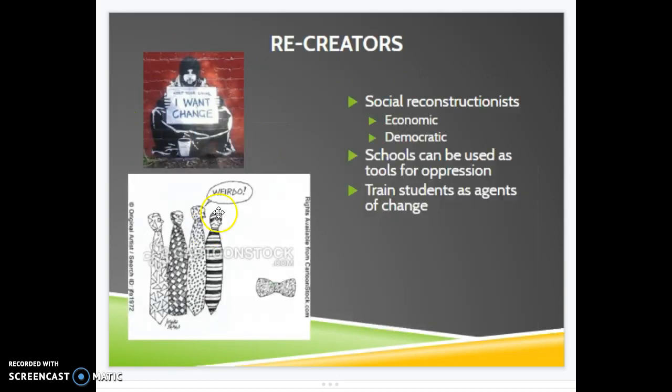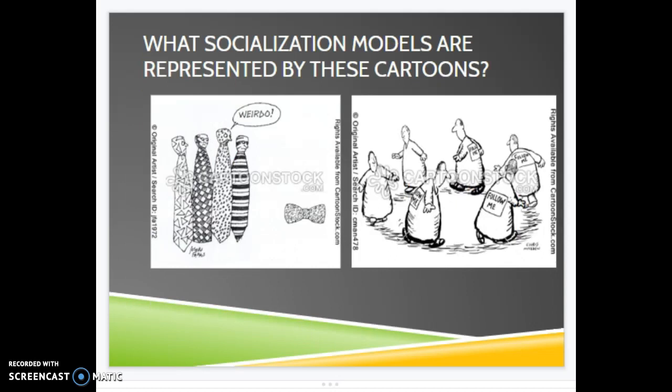Okay. Whereas here we've got recreators, okay, people that want change, people that want to have some individuality in their schools. So recreators can train their students to be agents of change. And so they don't follow necessarily all the norms or traditional norms that you might see. Right? And you can see the two different socialization models in these cartoons. Okay, think about which one do you think you experienced in the schools that you were a part of? And if you can give me specific examples of recreation and transmission of culture in your schools, that can demonstrate that you have an understanding of what these are.